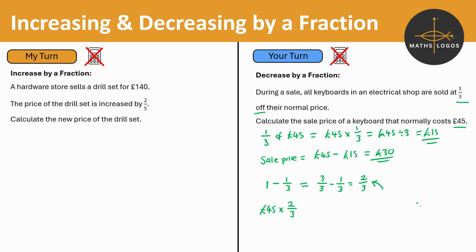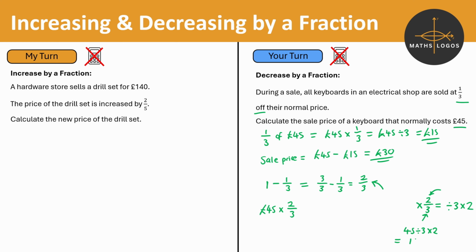Multiplying by 2/3 is equivalent to dividing by 3 and then multiplying by 2. The number on the denominator tells us what we're dividing by. The number on the numerator tells us what we're multiplying by. So I'll do 45 divided by 3 and then multiply by 2.